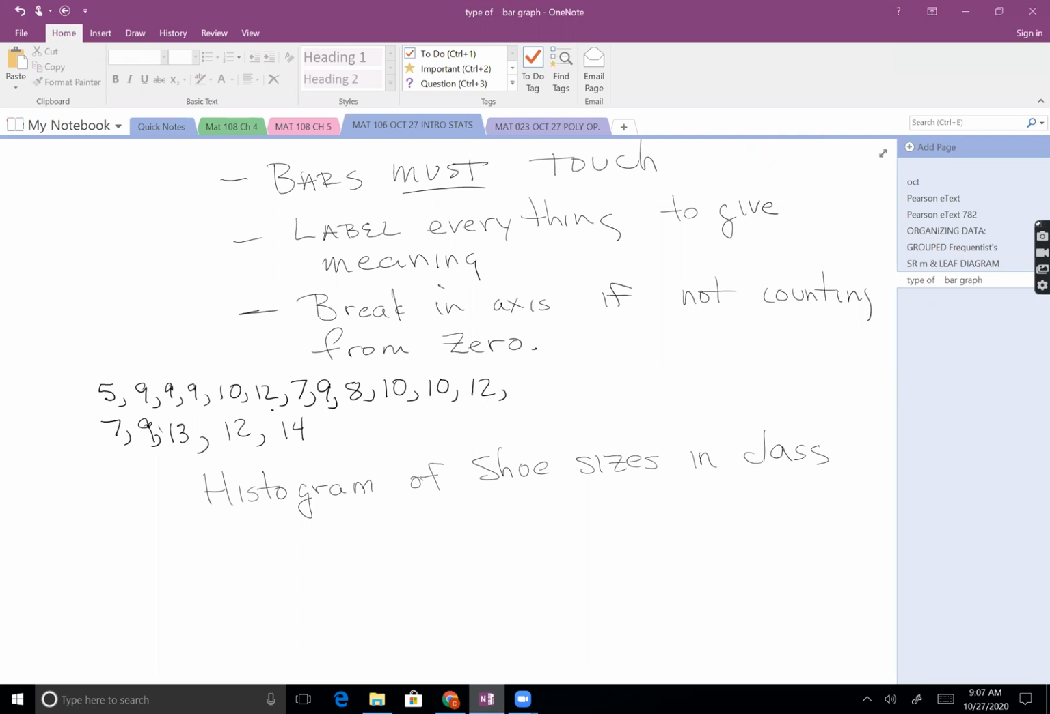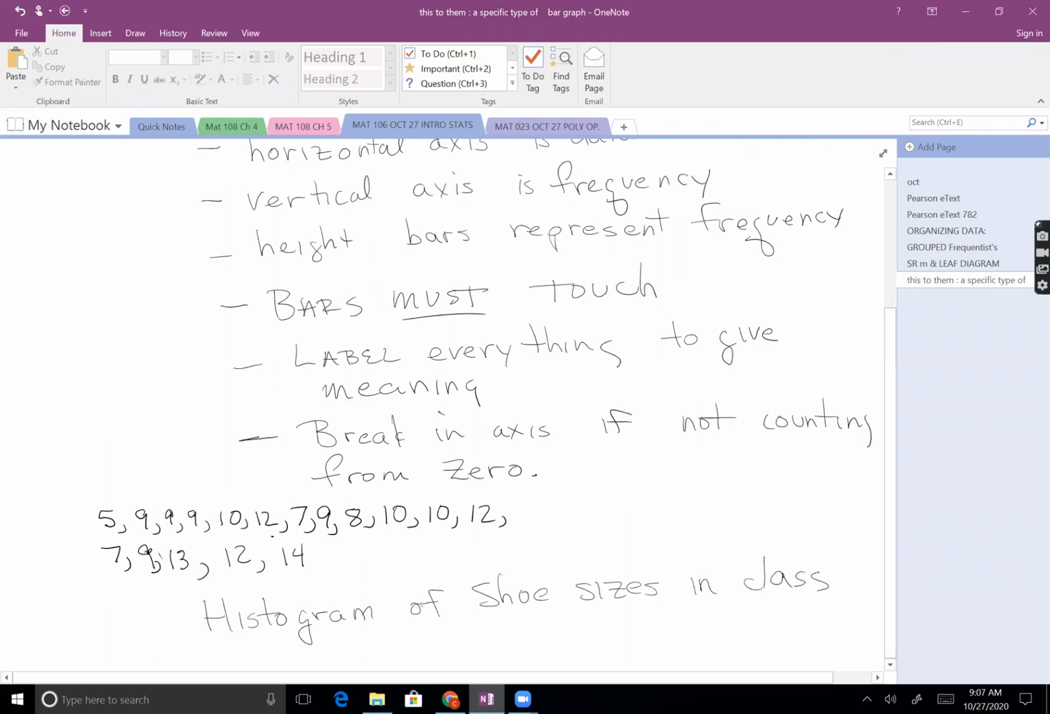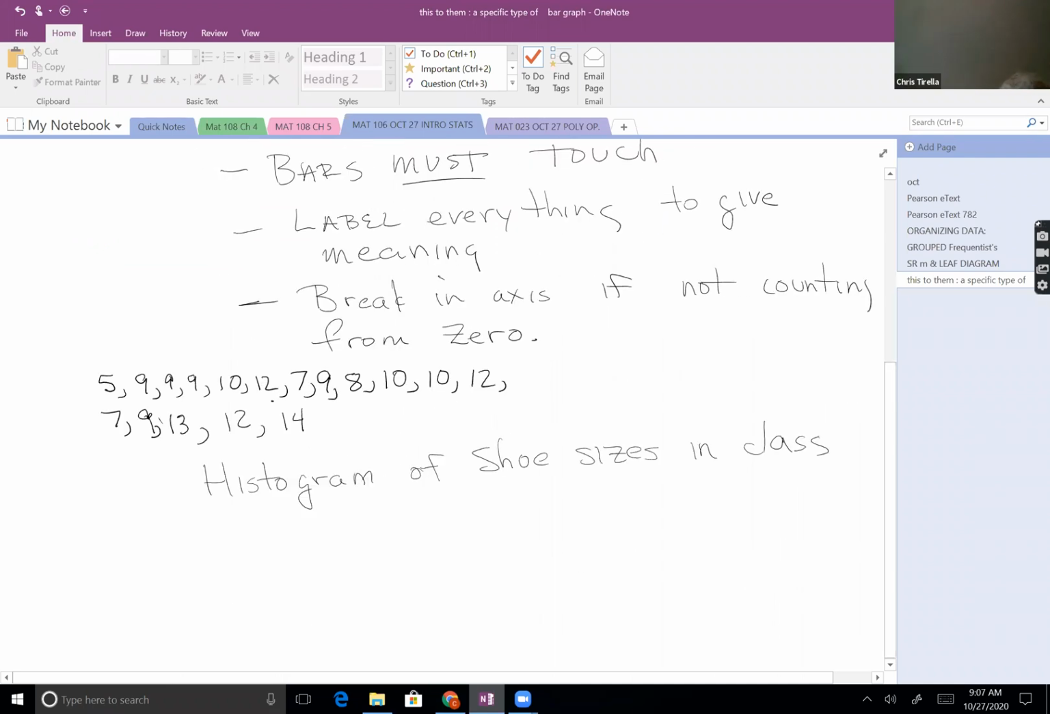Was there anything under height bars represent frequency? Okay, leave all of it. Okay, thank you very much.